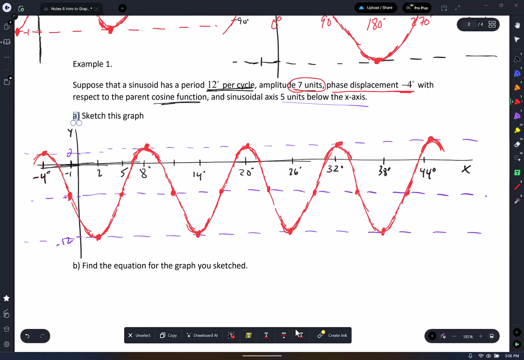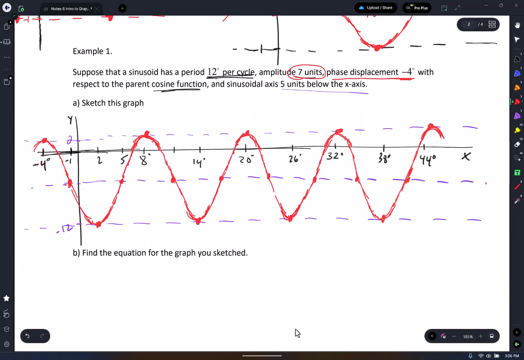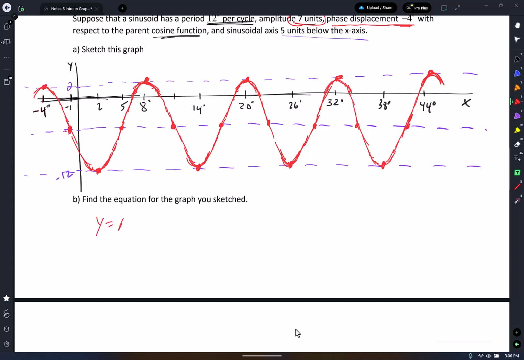Okay. All right, guys. Find the equation that you sketched. So here we go. I did cosine. So y equals a cosine, open parenthesis b, open parenthesis x minus c, close, plus d.